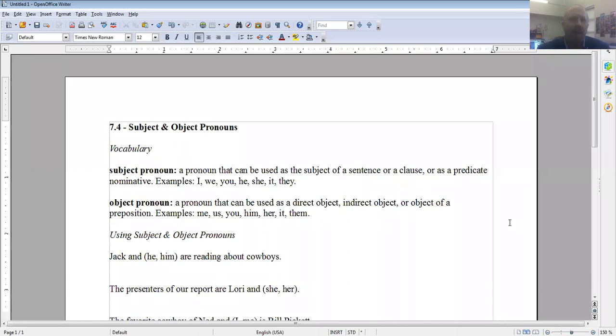sentences. And unsurprisingly, I hope, how they're used depends on what the pronoun would be doing in the sentence. Okay, so for example, a subject pronoun has to be the subject of the sentence, the subject of a clause, or a predicate nominative. That's it. Whereas an object pronoun has to be an object, a direct object, an indirect object, or the object of a preposition. Okay. In some cases, this might sound strange to your ear.